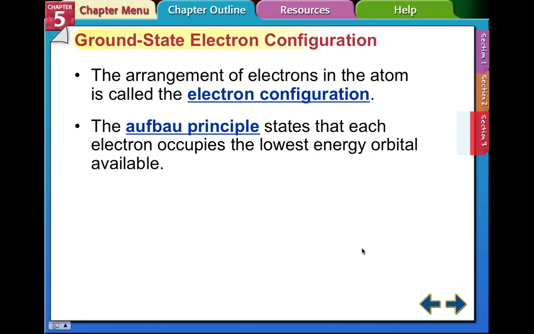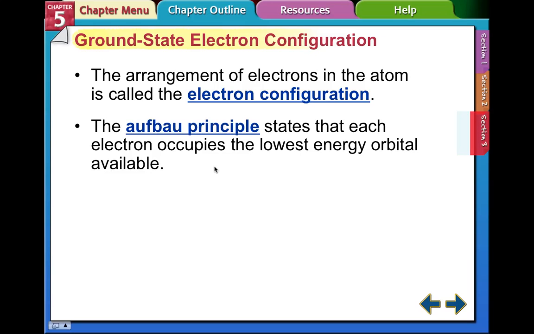Okay, remember we had talked about the ground state with the principal quantum numbers. The lowest energy level, or closest to the nucleus, is called the ground state. So we are going to use that to help figure out this electron configuration. The arrangement of electrons in an atom is called the electron configuration. The Aufbau principle states that each electron occupies the lowest energy orbital available.